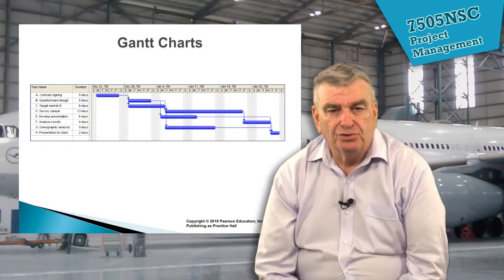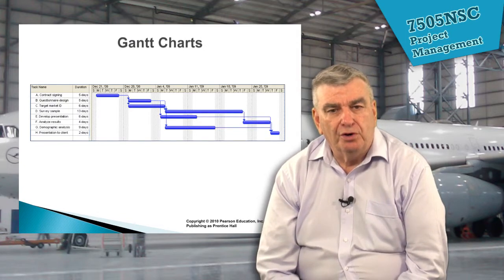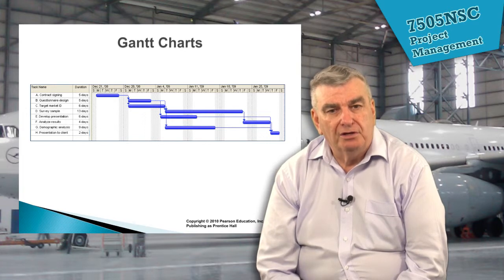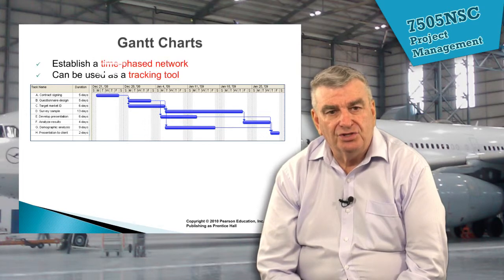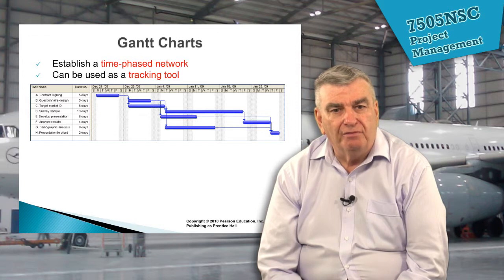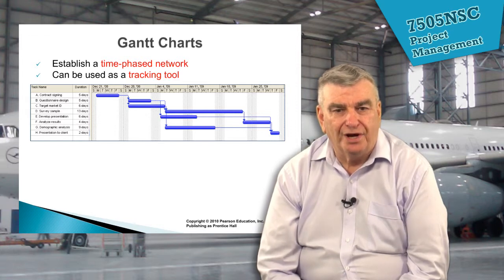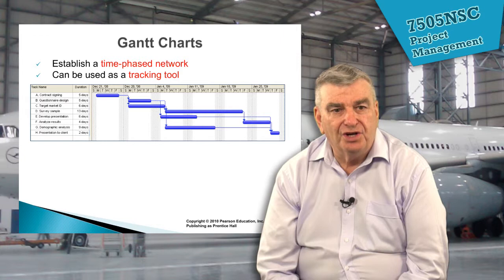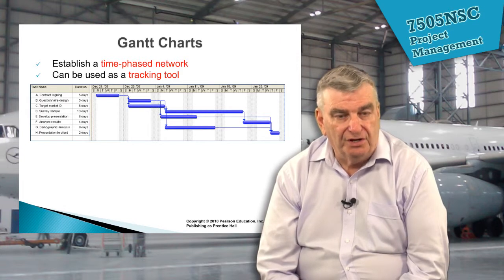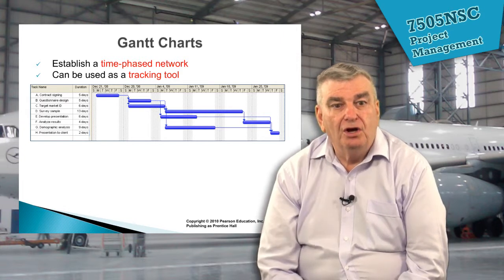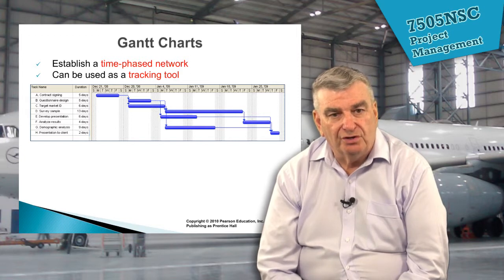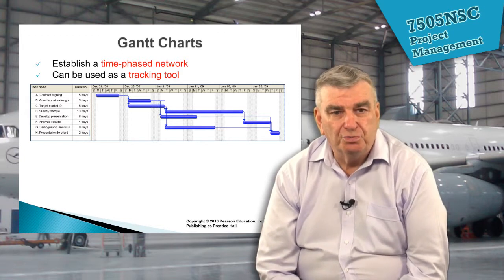Gantt charts themselves are part of any project management tool, and the important thing about Gantt charts is that they give us a time-phased network. They can be used as a tracking tool. So here we have a Gantt chart where we have the activity identifiers, A up to H. We've got the different names for those identifiers. We've got the durations put in there.